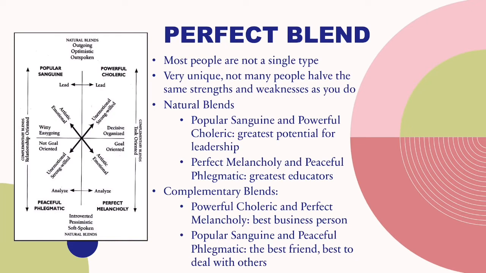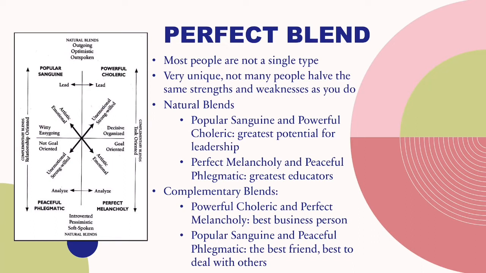So when you took your test earlier, you probably saw that you weren't necessarily one single personality type. So you maybe had high scores in 2, maybe even 3 of these categories. So most people are not just one single type. We see a lot of blends. So one of these types of blends are natural blends, and this is between popular sanguine and powerful choleric. So the mix of these, we have the greatest potential for leadership.